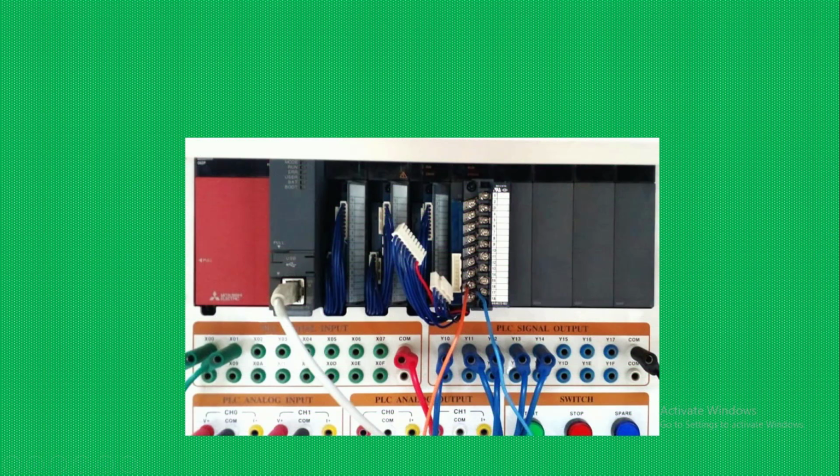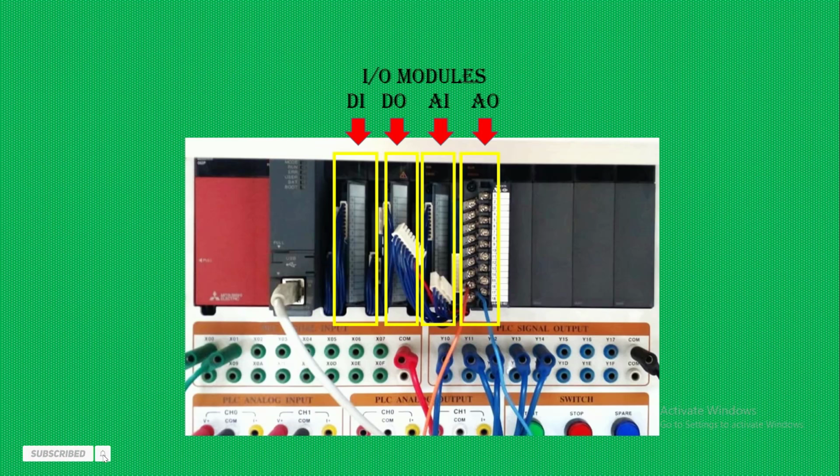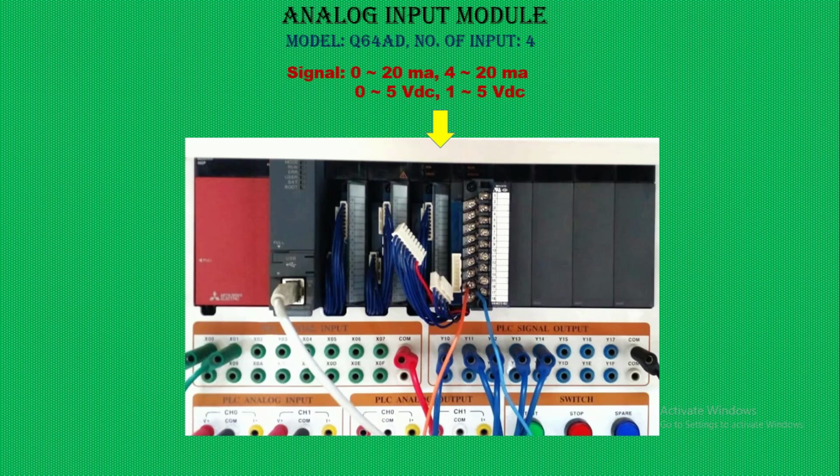The PLC we are using is a Mitsubishi Q series modular type PLC whose CPU model is Q03UDE. There are defined input-output modules that can be used with the Q series CPU. For using analog input, we will use an analog input module whose model is Q64AD, which has 4 analog inputs. For any sensor or transmitter analog signal processing, the analog input module is used.